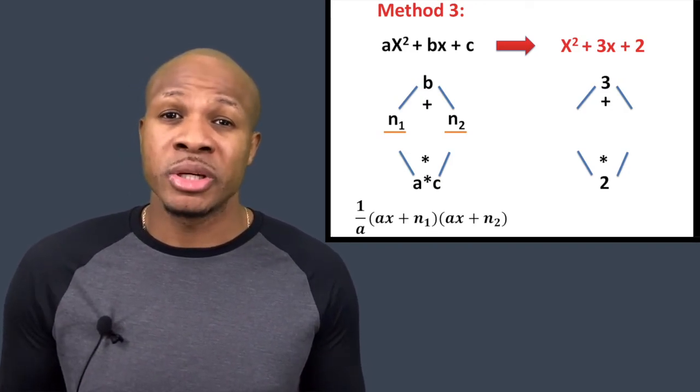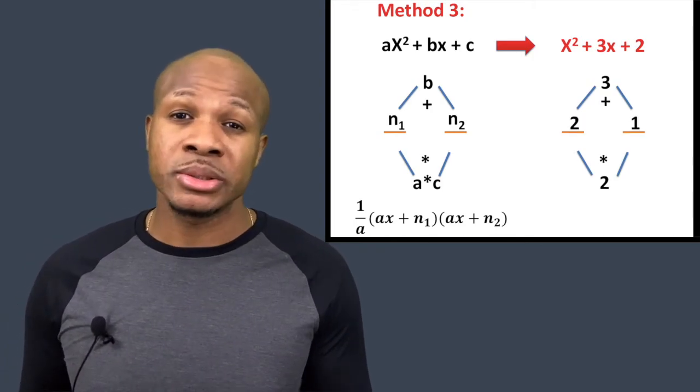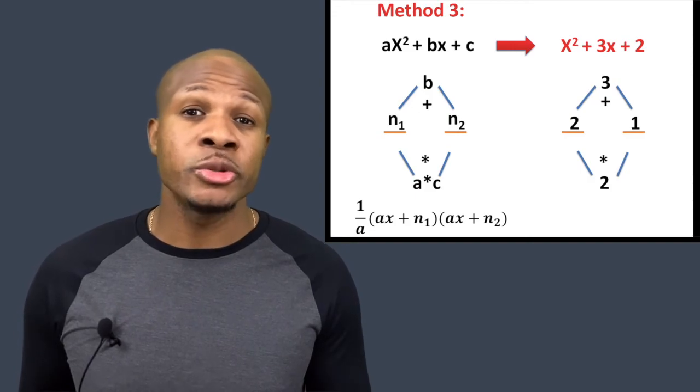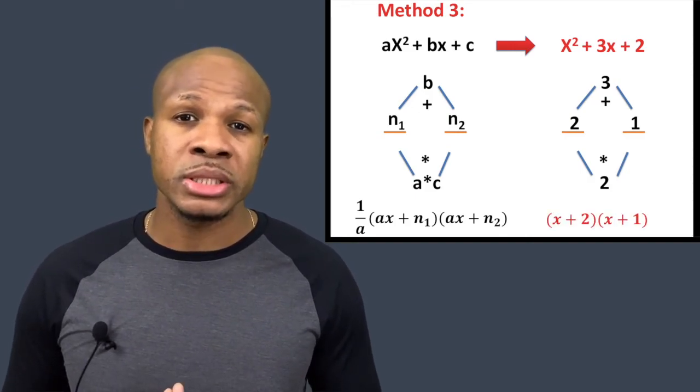Well, what two numbers will do that? 2 and 1. 2 times 1 equals 2, and 2 plus 1 equals 3. So the two numbers that we're looking for are 2 and 1. So now we can just plug these two numbers into our formula.